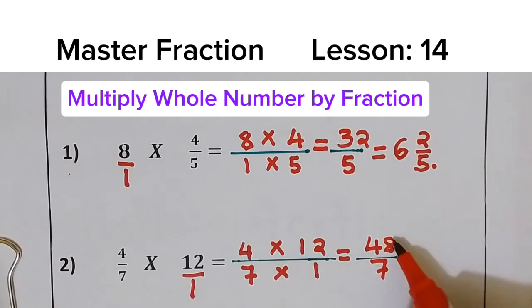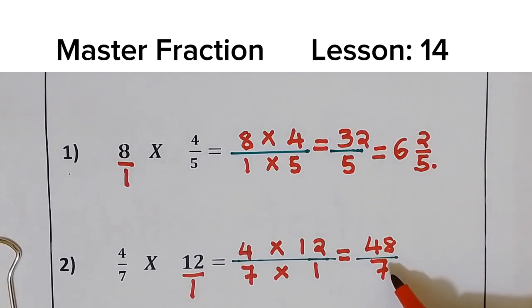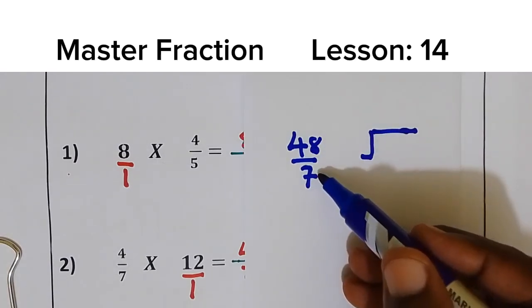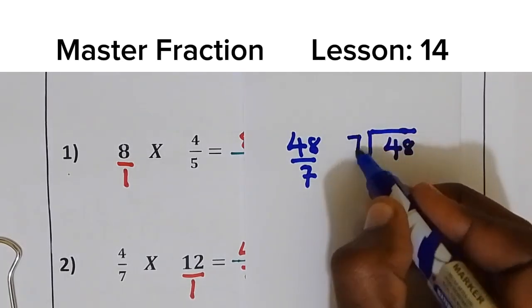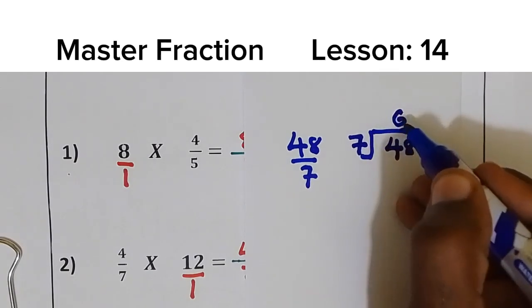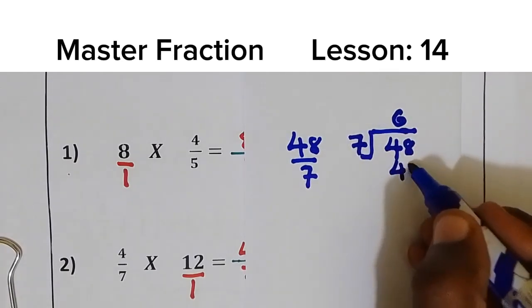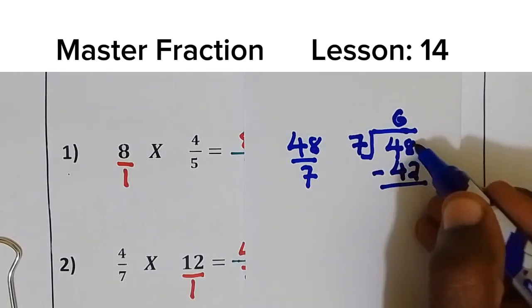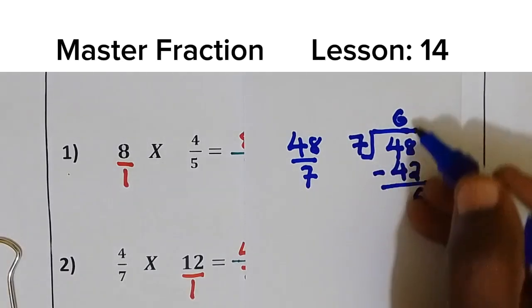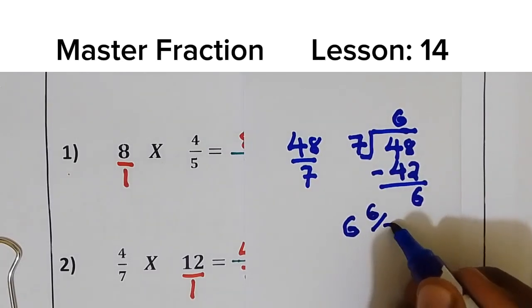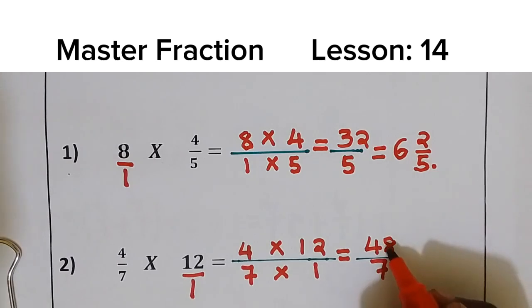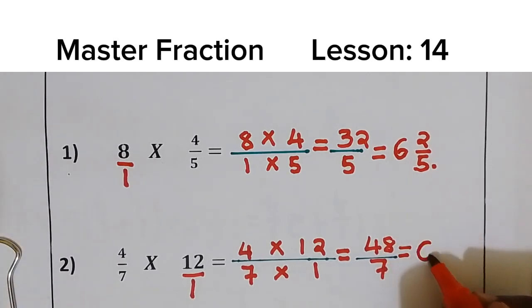The answer that we get is an improper fraction, so we are going to change it into a mixed number by taking 48 divided by 7. It goes 6 times. 6 times 7 is 42. 48 take away 42, we remain with 6. So this is going to be 6 whole, remaining 6 over 7. 48 over 7 is the same as 6 whole, 6 over 7.